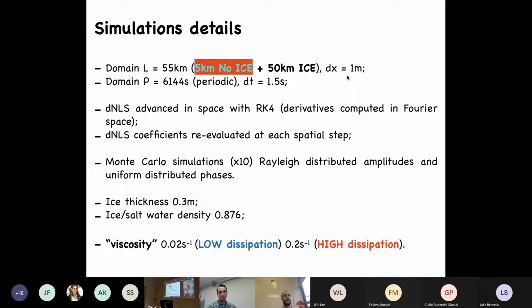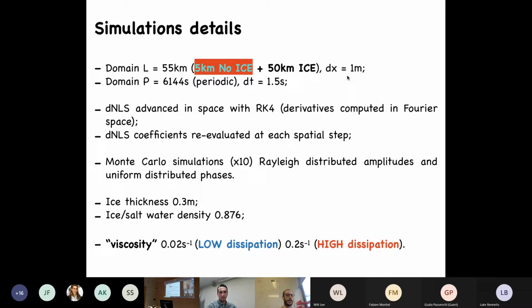Also, I reevaluate the coefficient of the DNLS at each spatial step. Because I'm dealing with random waves, I do a very inefficient job, like Eric did this morning in his plenary talk, and I'll use Monte Carlo simulations. It's not any smart technique or anything. I randomize the amplitude according to a Rayleigh distribution and the phases according to a uniform distribution.